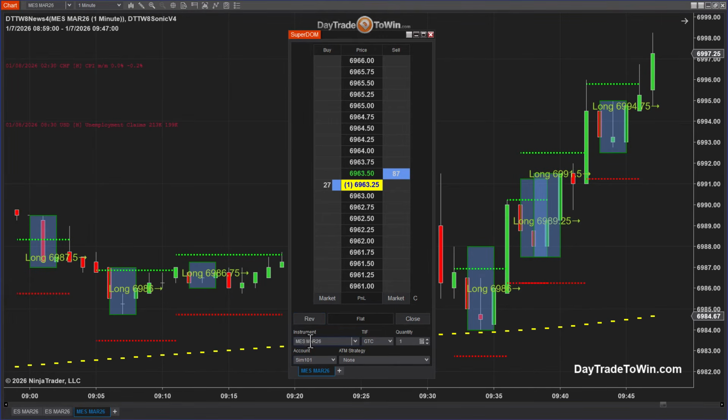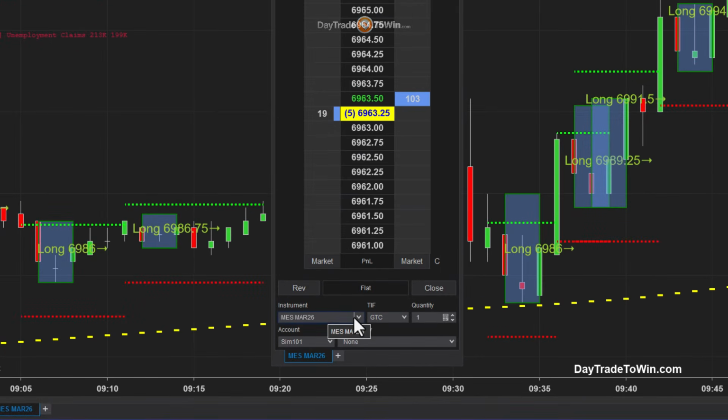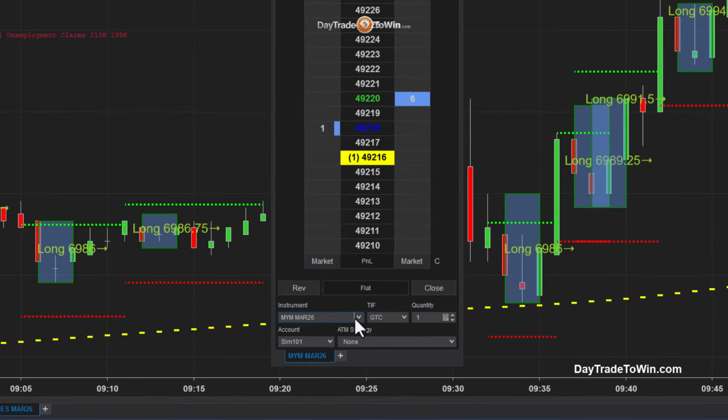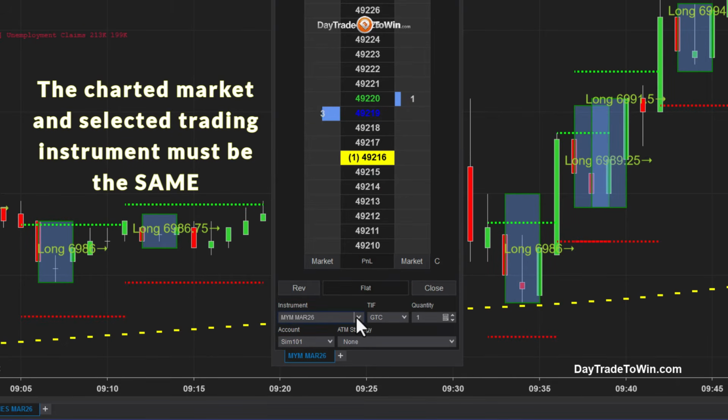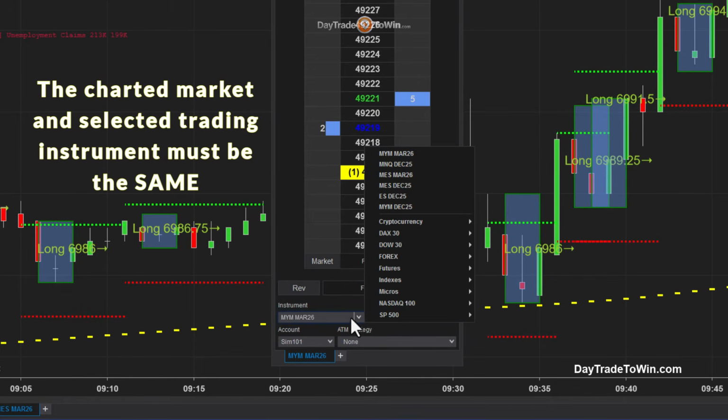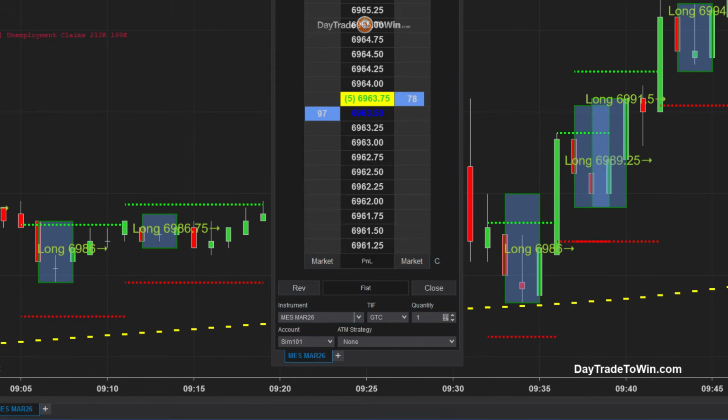So the next thing here is the instrument. Depending on the markets that you're trading, remember that the chart that you're looking at and the market that you're trading should be the same. So if I change this here, what you're looking at is not the same as the chart. The chart is an E-mini or micro E-mini, and you've just changed the instrument. So be very careful that the instrument that you're trading on the SuperDOM, on the price ladder, is exactly the same as the chart that you're currently looking at. That way the price of the chart and the price that you're trading is the same market, the same contract. That's very important.